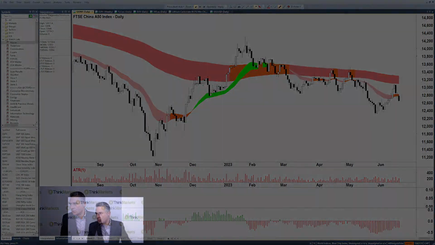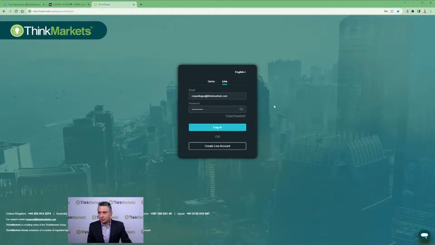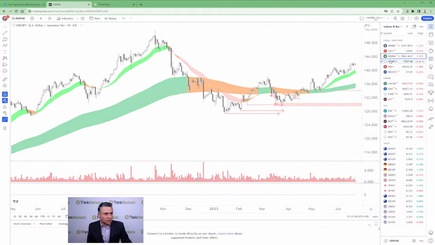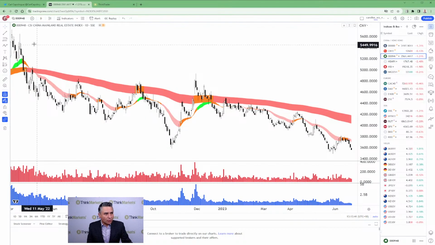I'm going to switch over to here, and hopefully that will appear on your screen anytime soon would be nice. Thank you. Let's get this going while I'm here. There you go. And we are going to head over here and look at the property indices, because I don't get those on AmiBroker. 000948 is what you're looking for there, the CSI China Mainland Real Estate Index, for those of you who want to follow along at home.